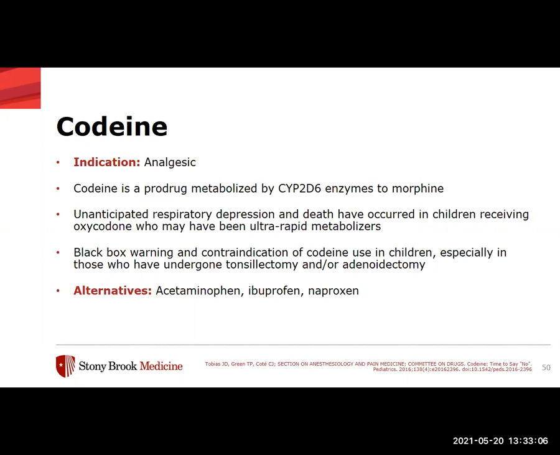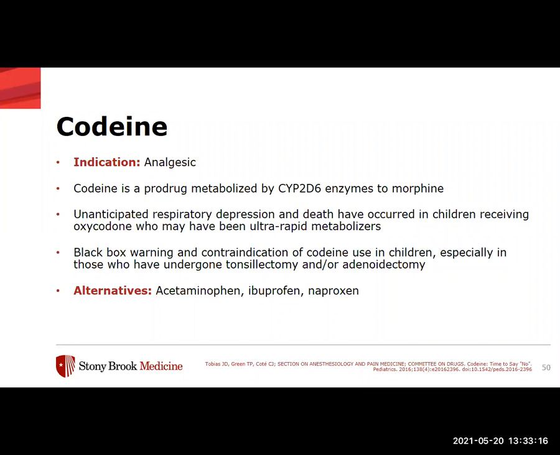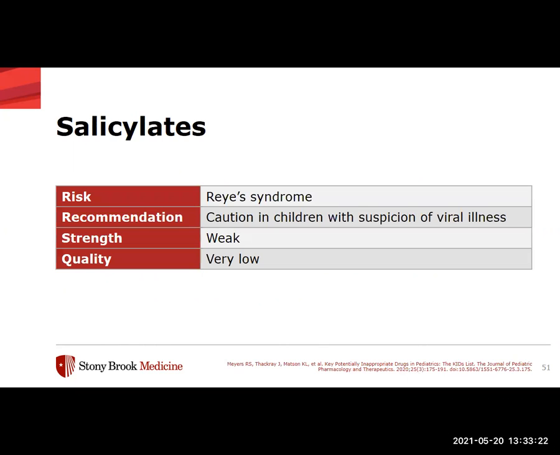Ultimately, a black box warning and contraindication was placed regarding use in children, especially in those who have undergone tonsillectomy and adenoidectomy. Alternatives for codeine use consist of non-opioid analgesics, including acetaminophen, ibuprofen, and naproxen. Next, we have the salicylates, which are to be used in caution with children with suspicion of viral illness, which we'll dig deeper into on the next slide.